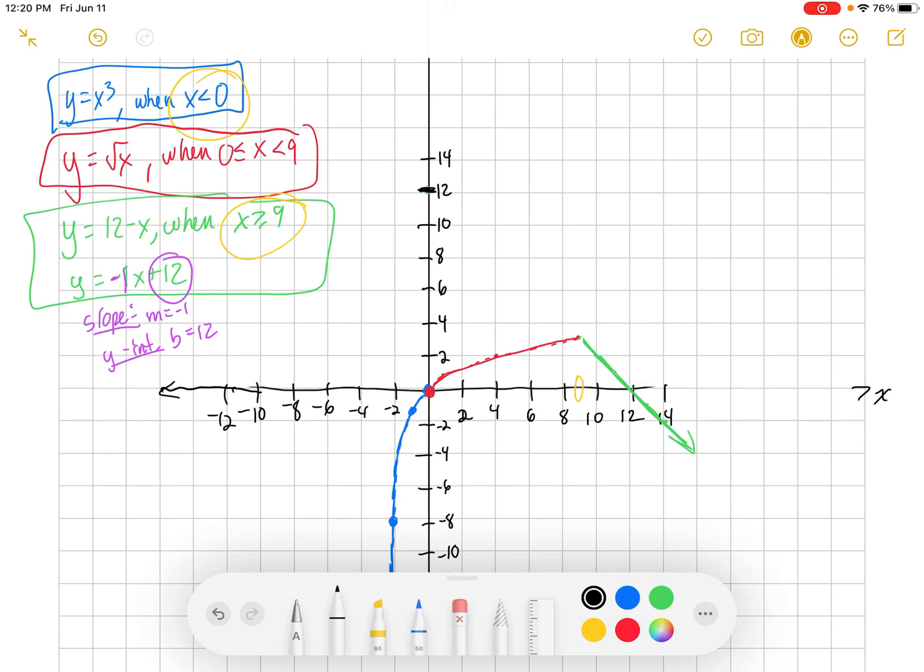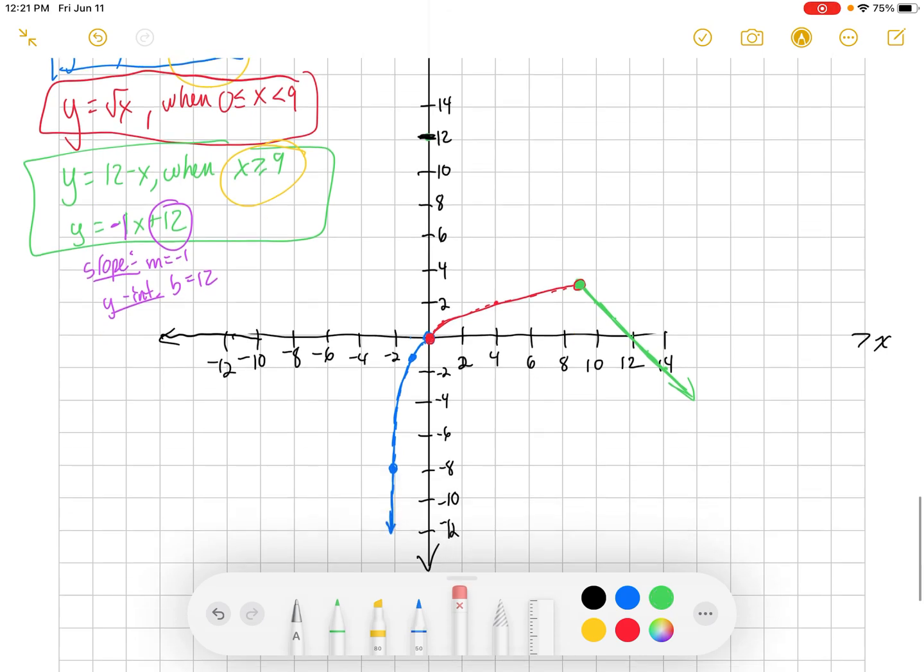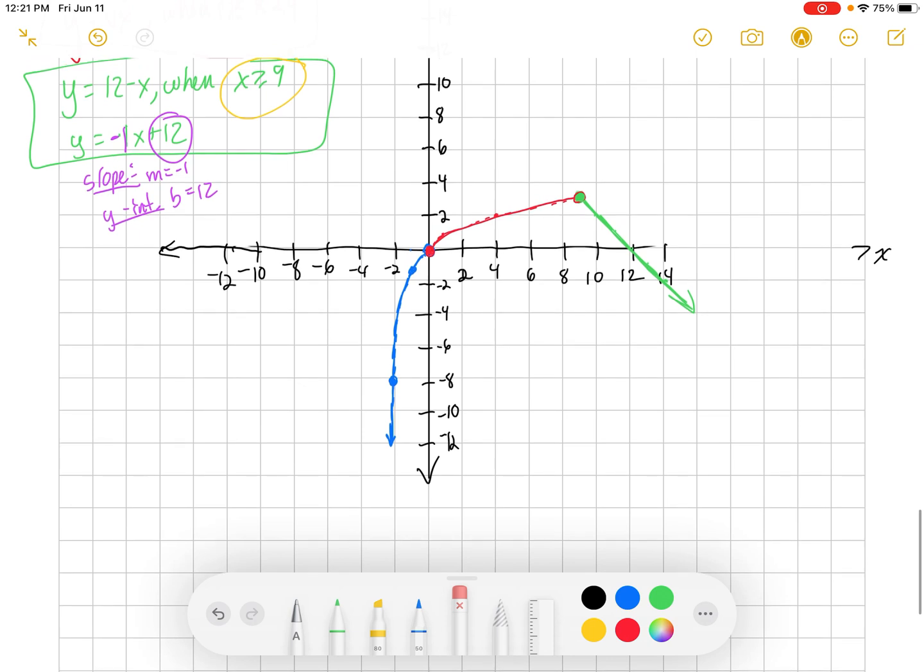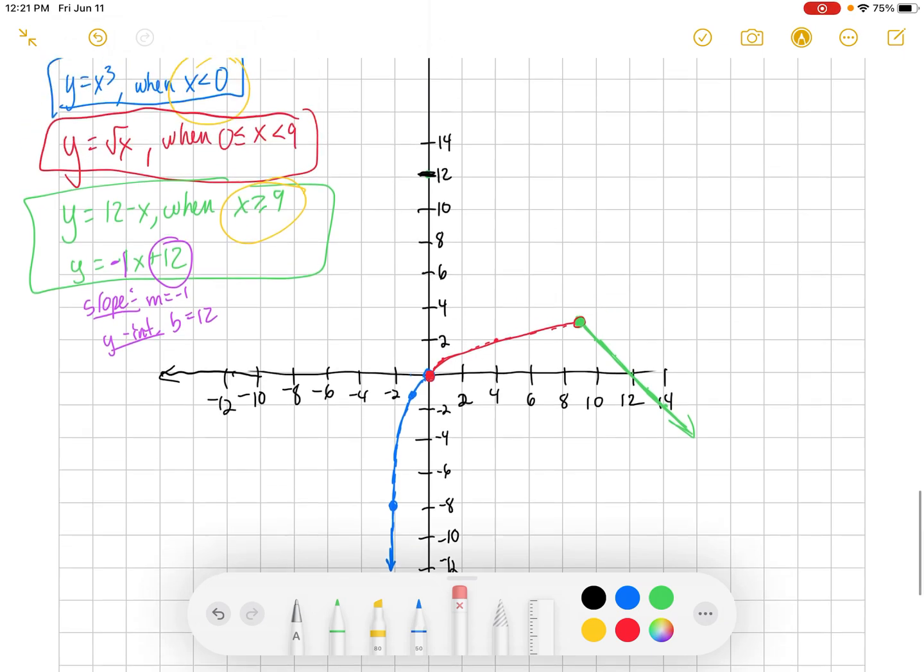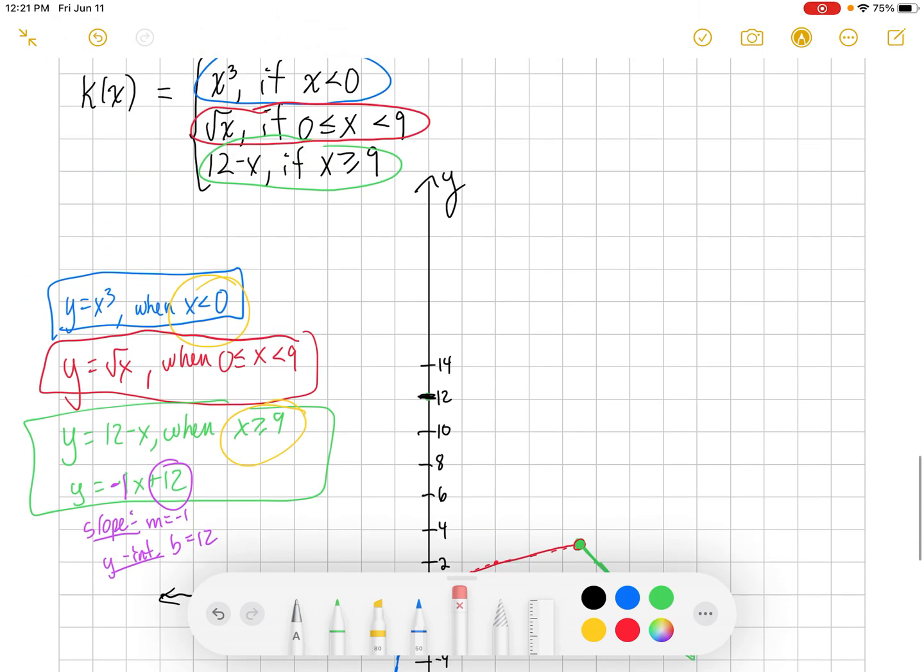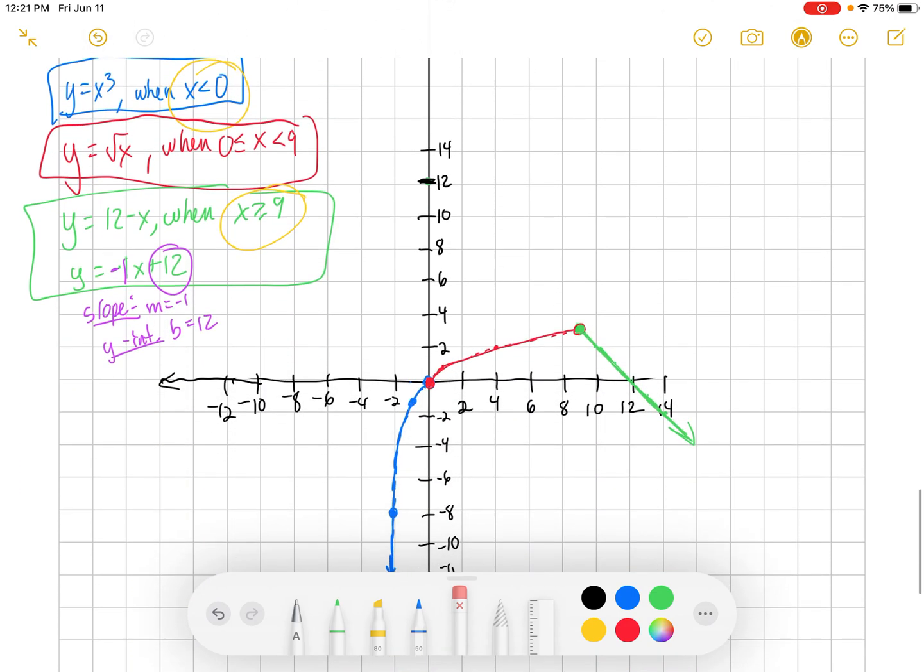Okay, how about at 9? The green graph at 9, I'm going to fill that in, right? That's going to be a closed dot. So we previously had an open circle here at 9 in red, and we're going to fill that in with a closed circle, because x is allowed to be equal to 9 with the green. So yeah, that's your final graph. You have this blue bit here. You have this red bit, and then you have this green bit, and they all do connect.